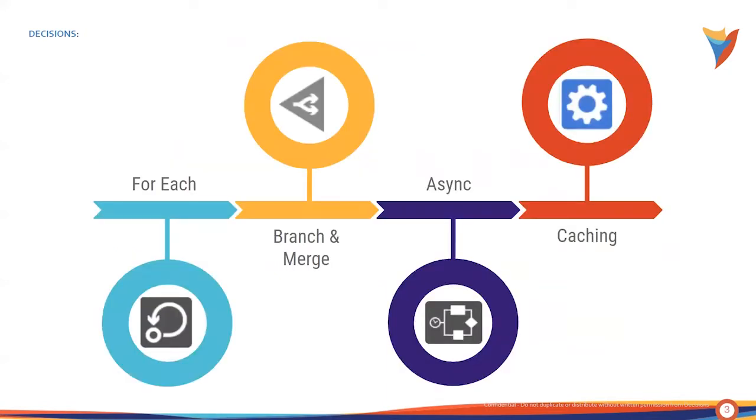There are 4 components I'm going to cover today. We're going to look at the for each step. The branch and merge, I put into kind of one category. We're also going to look at the async flows or subflows, as well as caching too.